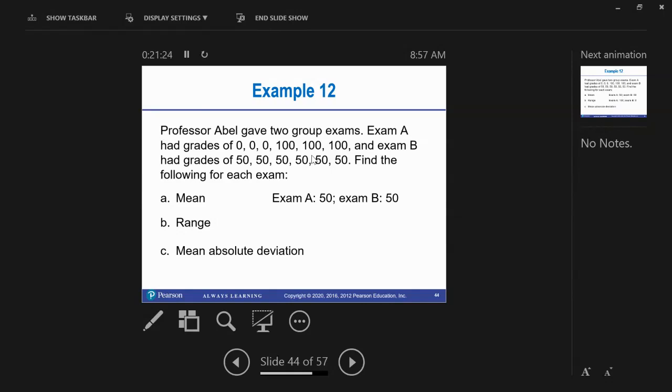Okay, when you look at the range, you can start to see it, because what's the range of exam A? So your range would be 100 because you're subtracting those 2 values, whereas your range on exam B is what? Not a range, is there? It's just 0 because everybody made the same score.